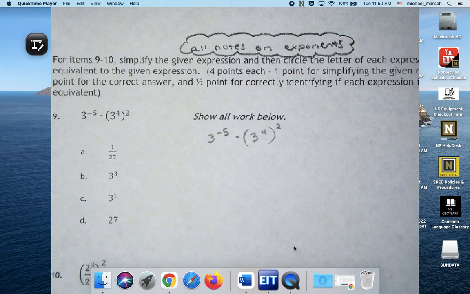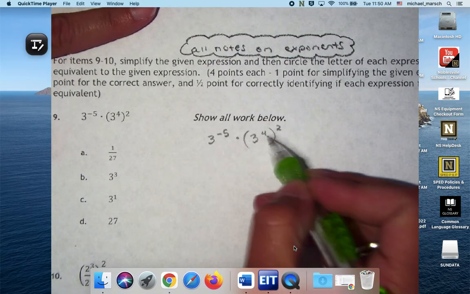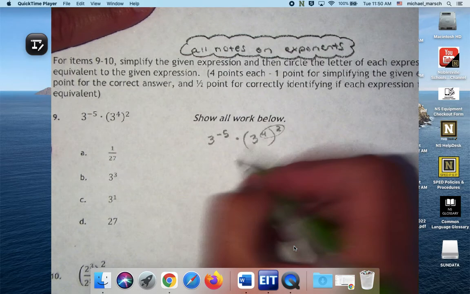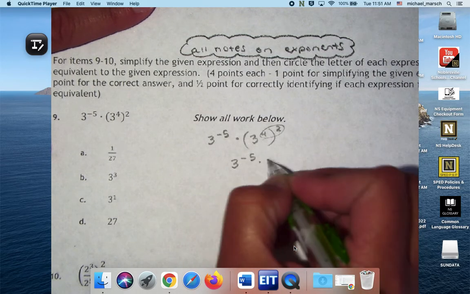What would you do first here? What would be your very first step to attack this problem? What would you do? Carmen? Distribute. I'm going to do 4 times 2. I'm going to distribute this 2 in here, so I'm going to end up with 3 to the negative 5 times 3 to the 8th.